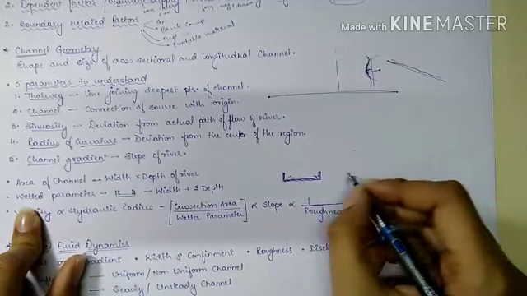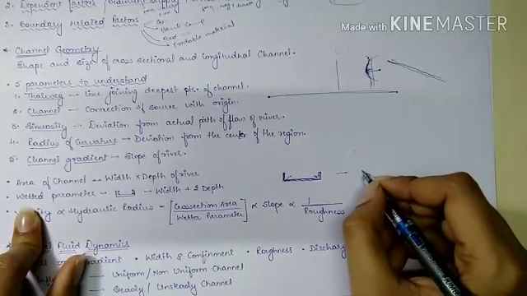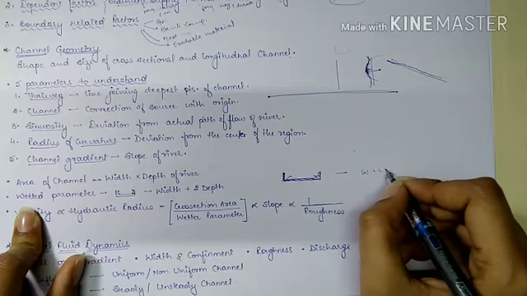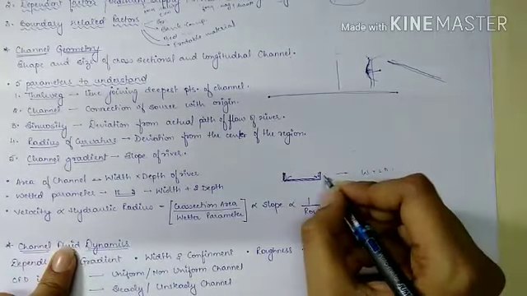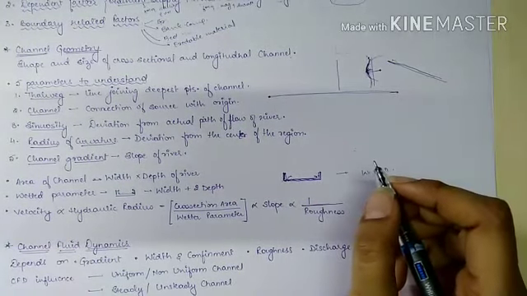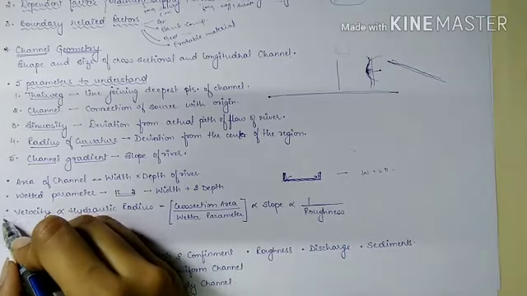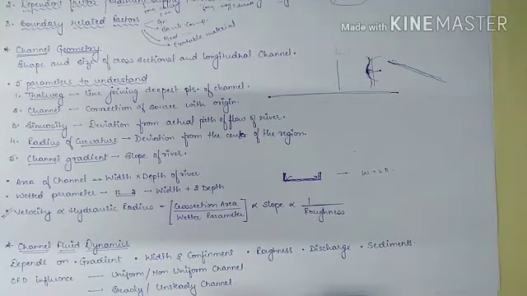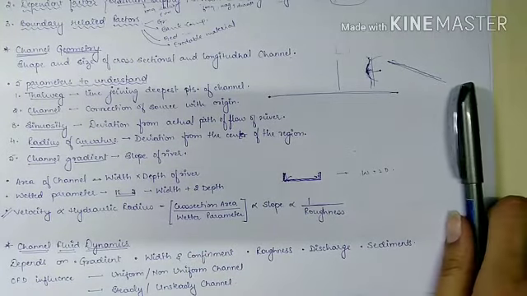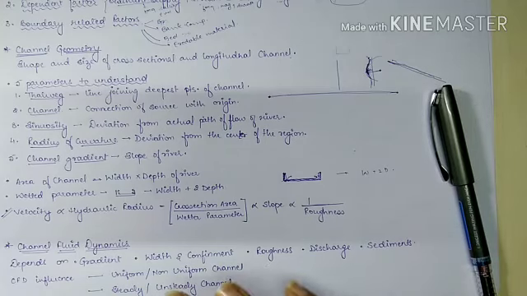So wetted perimeter is simply width plus twice the depth. Okay, twice the depth plus width. Now we will simply see that velocity of the water flow is proportional to the hydraulic radius, and hydraulic radius actually is equal to cross sectional area upon wetted perimeter.